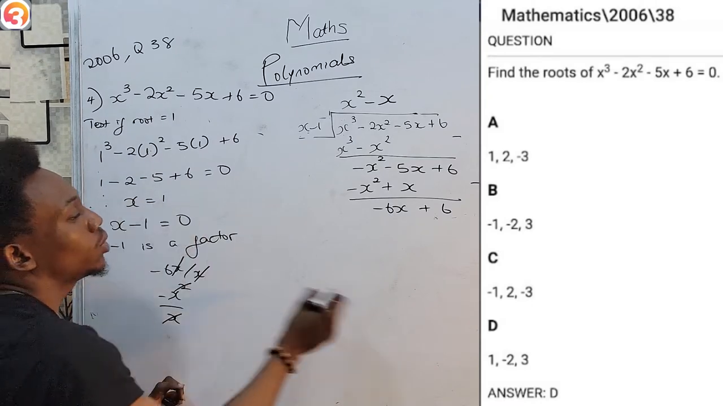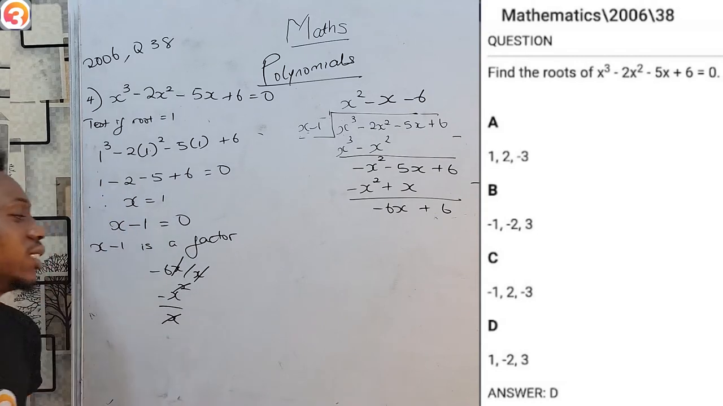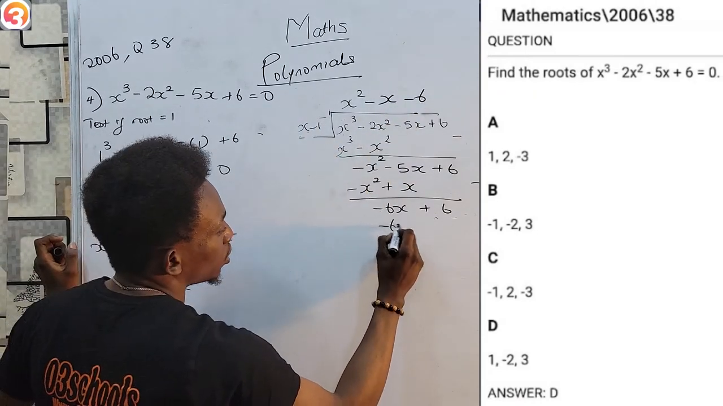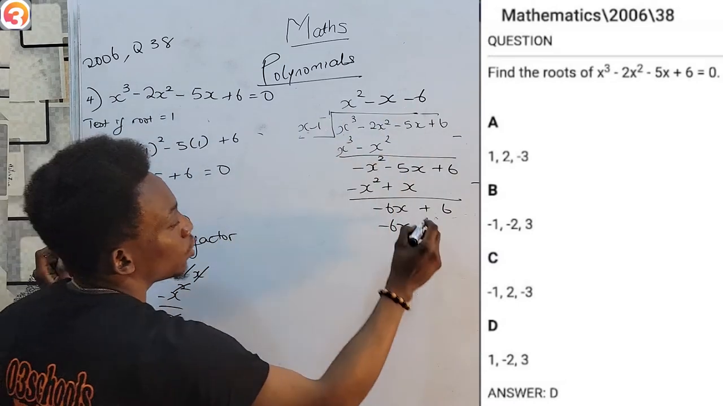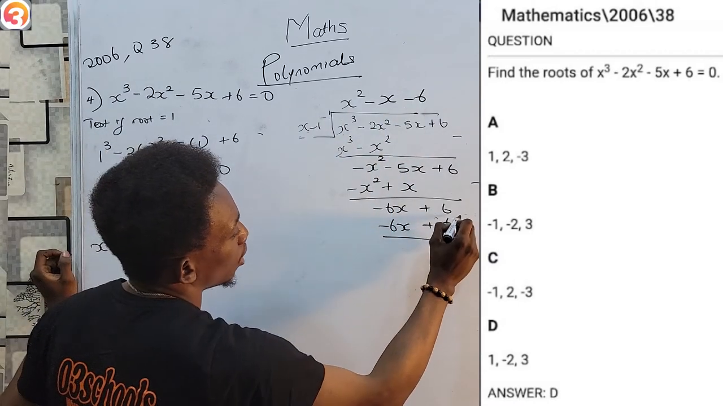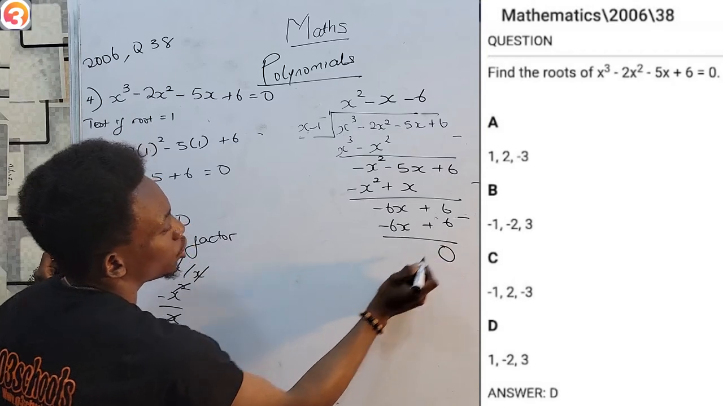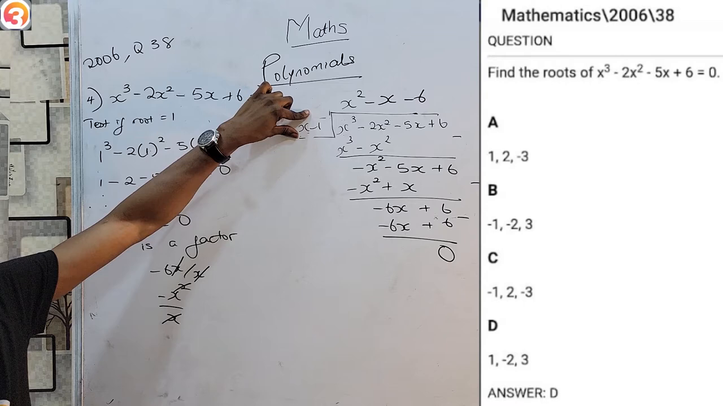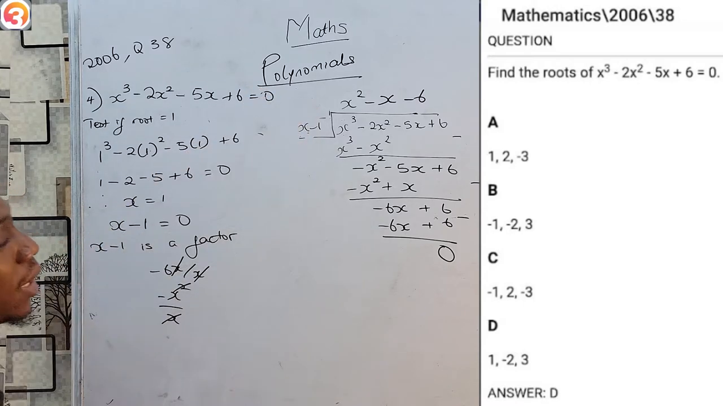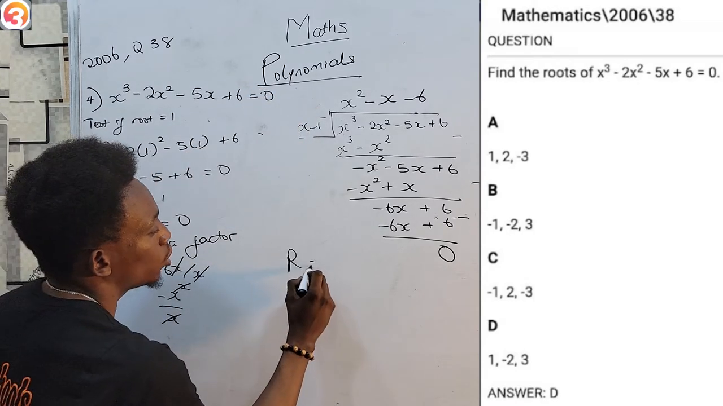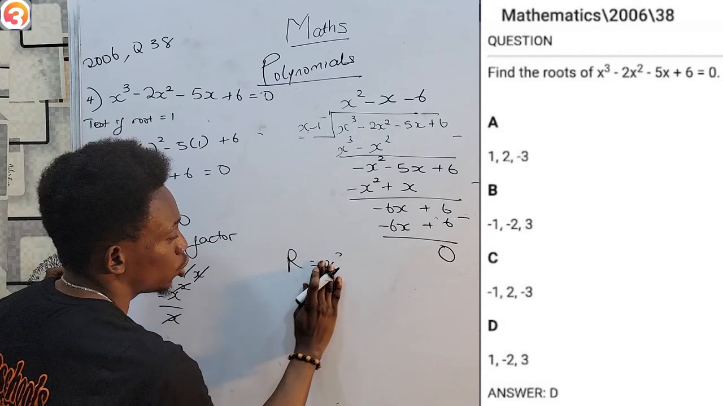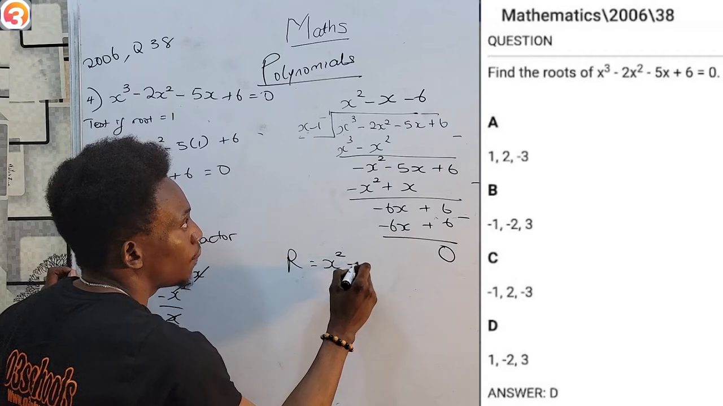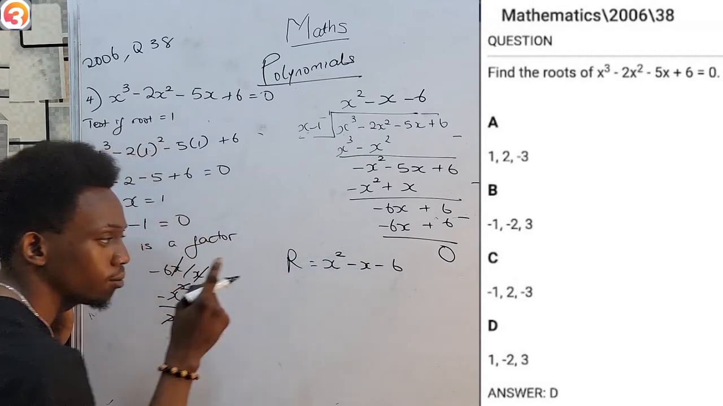X cancel each other out. I'm left with minus 6, and therefore minus 6 times x minus 6x minus 6 times minus 1 plus 6. And if you subtract, everything gives you 0. That confirms that x minus 1 is a factor and tells you that your remainder is zero. Your quotient was x squared minus x minus 6.